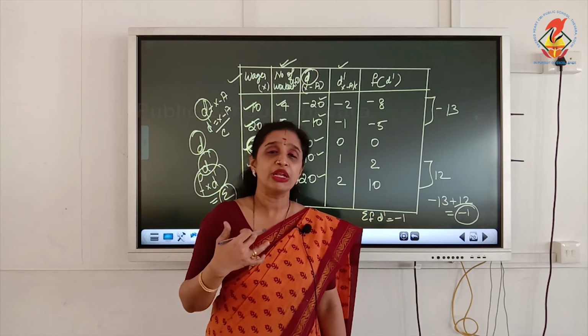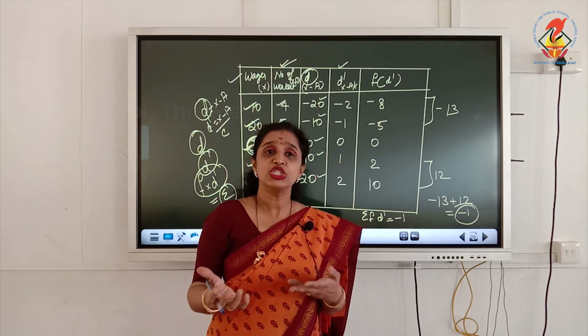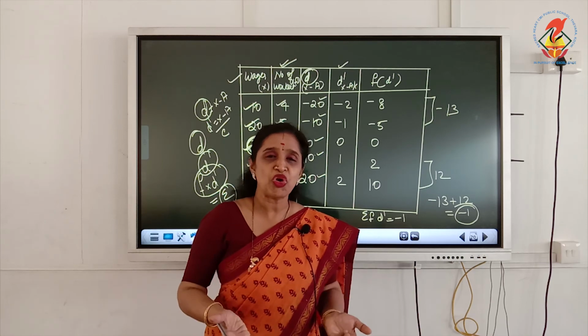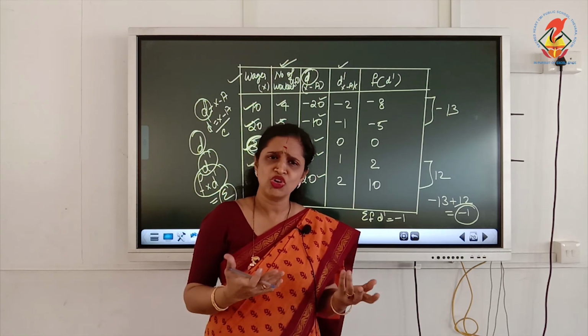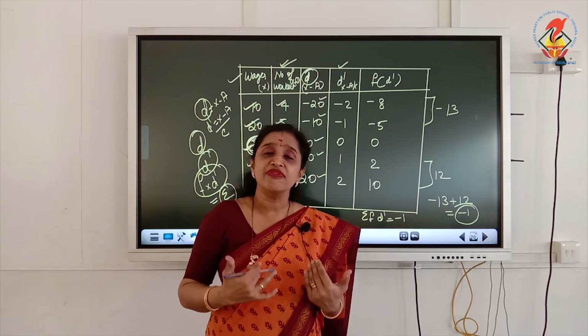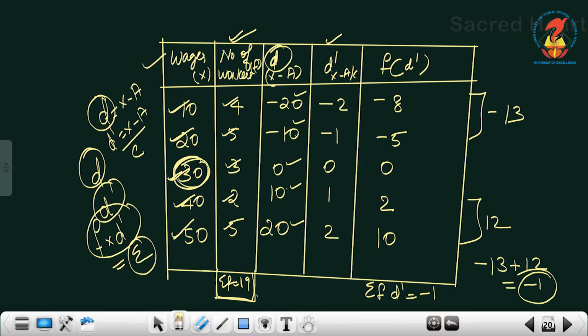Sometimes there will be differences in the values. For example, if your x values are 10, 20, 25, 30, 40, 45, 50, that means here you will get two common factors. So, there should not be any confusion regarding that. Whichever common factor is easily divisible for you, that can be taken. Okay, for example, here minus 20 is easily divisible by 10 because the common factor is 10. The difference between 10, 20, 30, 40 and 50 is 10.